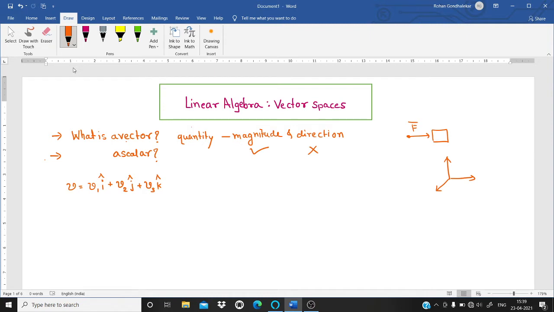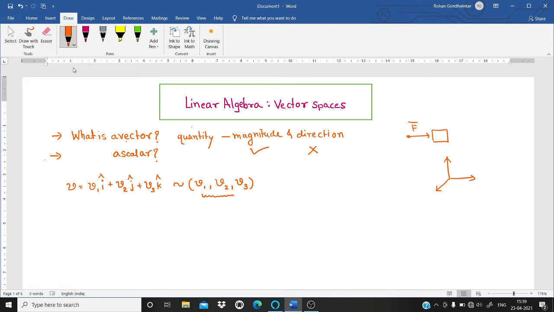So this vector can also be represented in point form, (v1, v2, v3). As we are going to deal with vector spaces, the dimension is not restricted to 3. We can take a vector of any dimension. Hence from here, in most cases, we would like to use this point notation for a vector instead of v1 i cap plus v2 j cap plus v3 k cap.